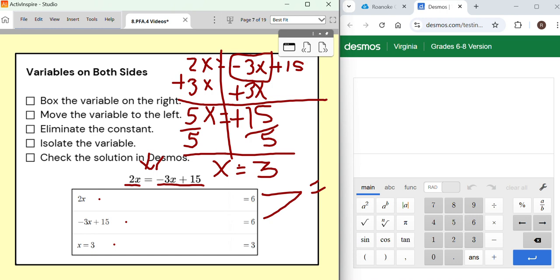You use that original problem to put into Desmos, and then you use what you find as your solution to check and make sure that it is correct.